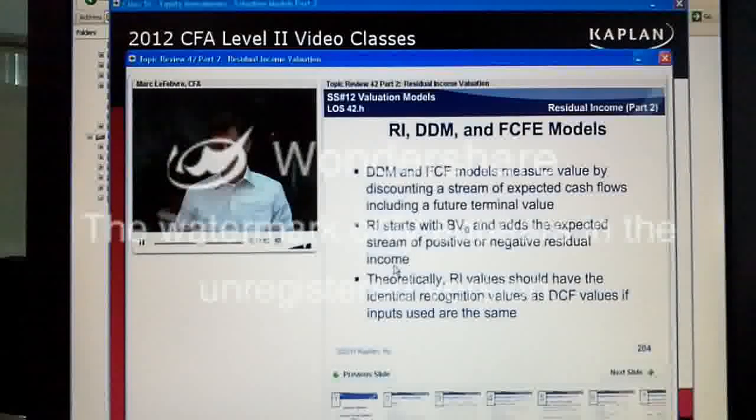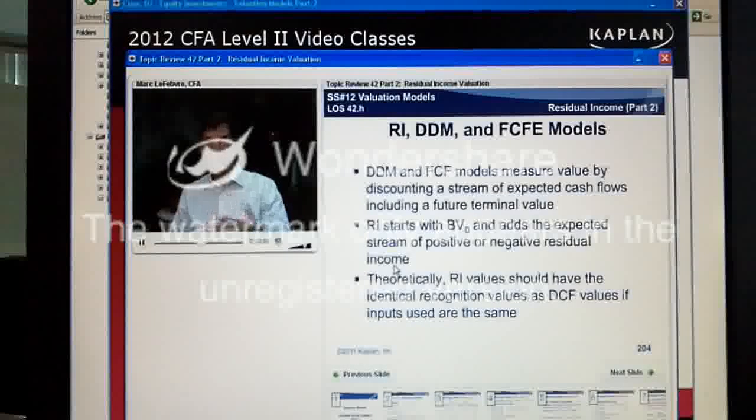So the bulk of the value in those DDMs and the free cash flow models comes from the terminal price. If we turn this 180 degrees, the residual income model starts with book value and then adds this little stream of positive or negative residual income. And so ideally, more of the value comes from the book value rather than from the stream of economic profits discounted back by the discount rate.